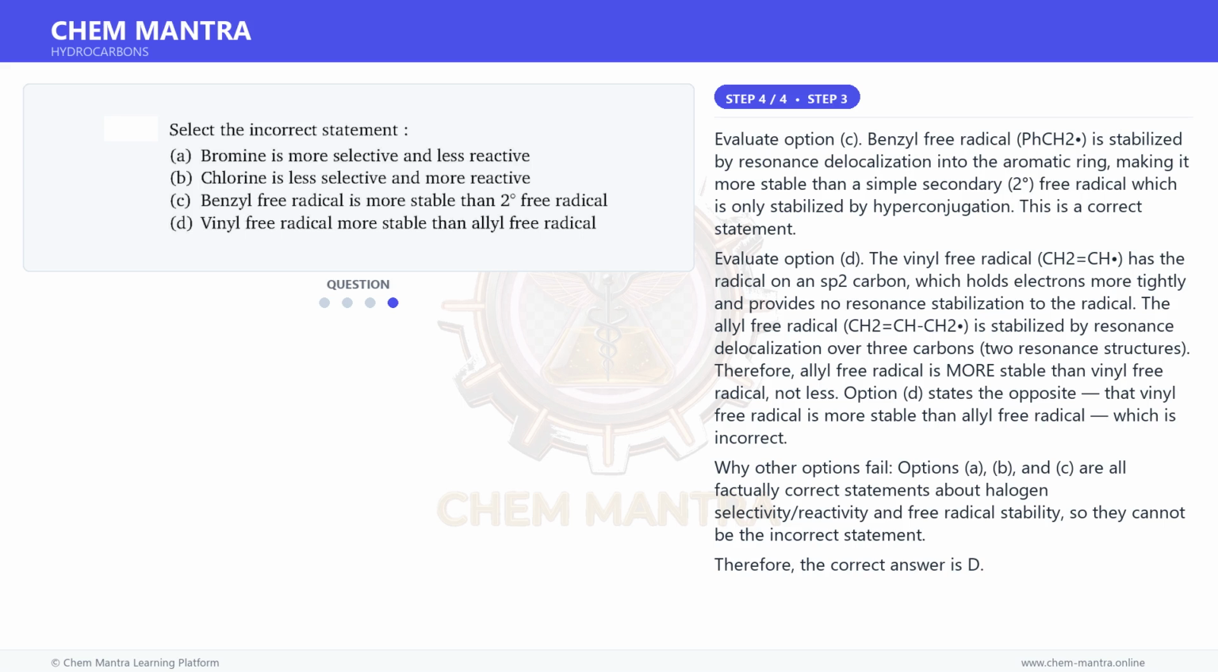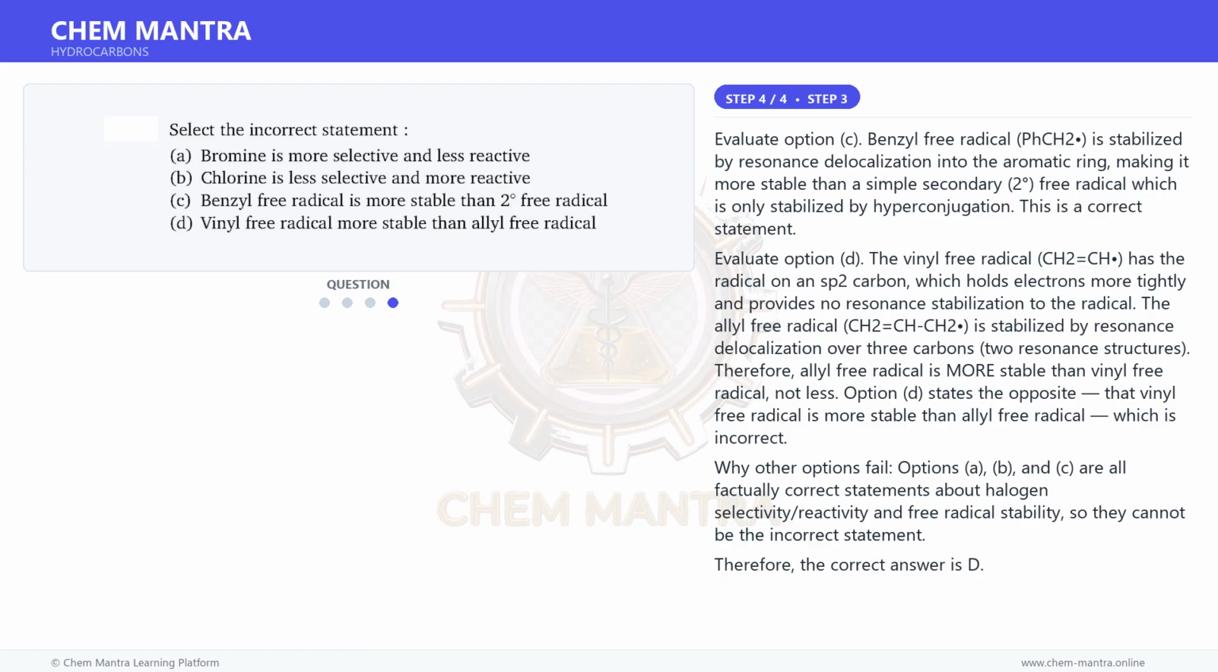And for the final step, evaluate option C. Benzyl free radical, PhCH2, is stabilized by resonance delocalization into the aromatic ring, making it more stable than a simple secondary, 2 degrees, free radical which is only stabilized by hyperconjugation. This is a correct statement.